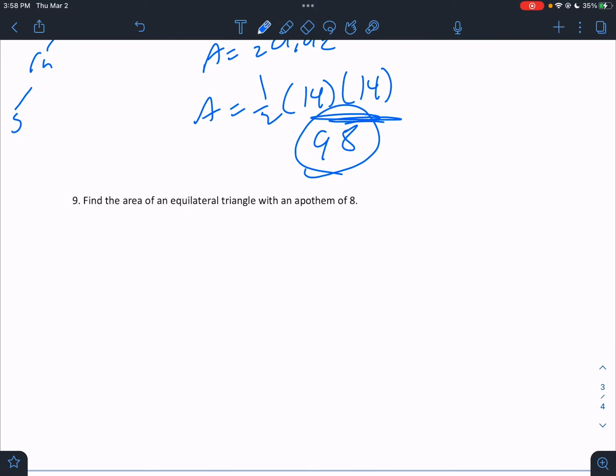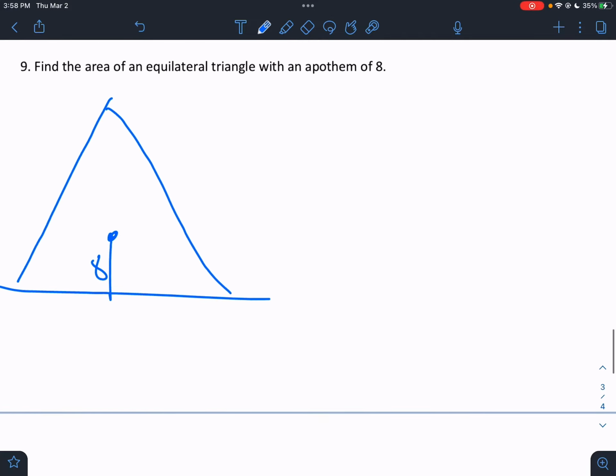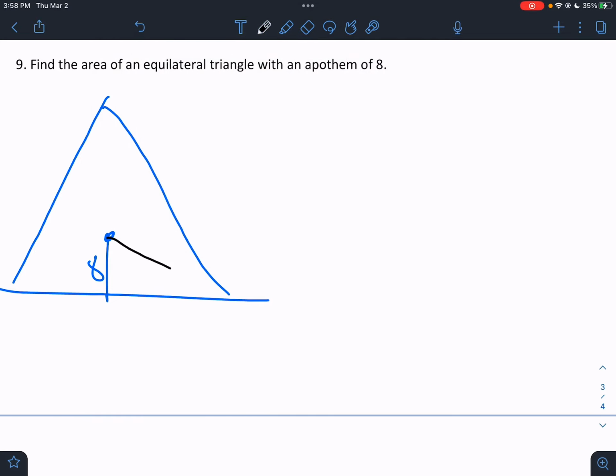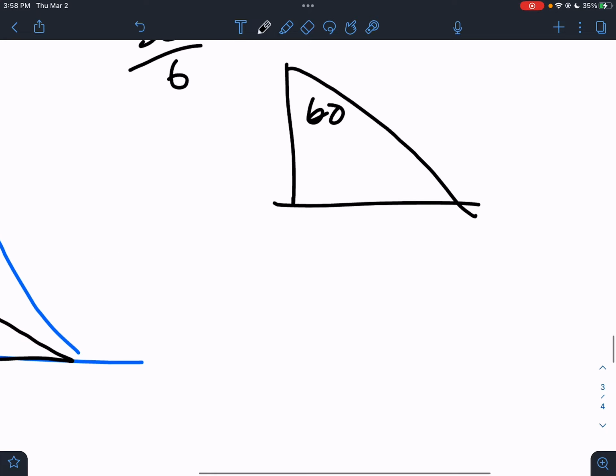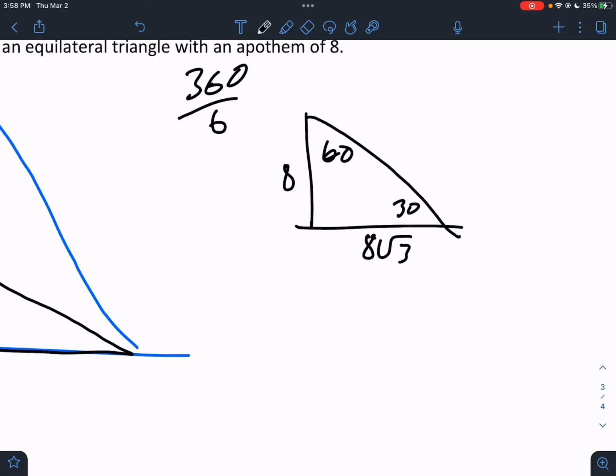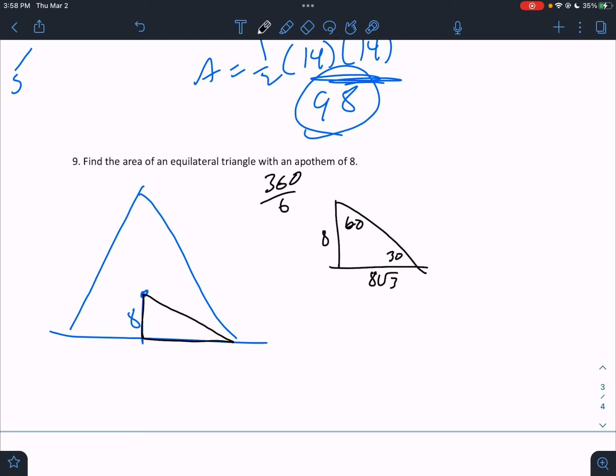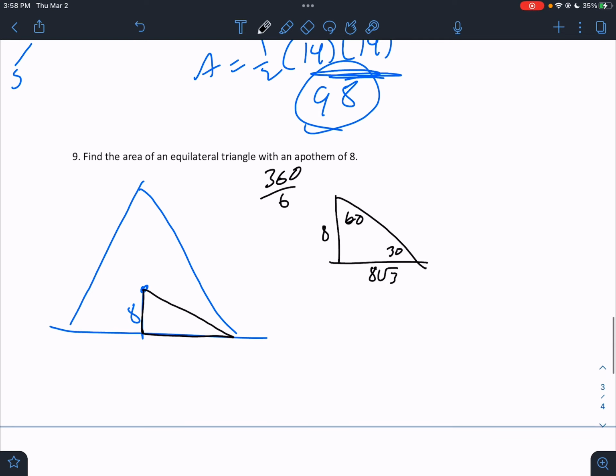Find the area of an equilateral triangle with an apothem of 8. This gets a little wacky, but if the apothem is 8, you can do this several ways. One way is to treat it like a regular polygon, where there would be 6 of these. So you do 360 divided by 6, and it would be a 30-60-90. So this would be 8 root 3. And that means the hypotenuse here would be, oh, we don't need that. We need to know the area though.